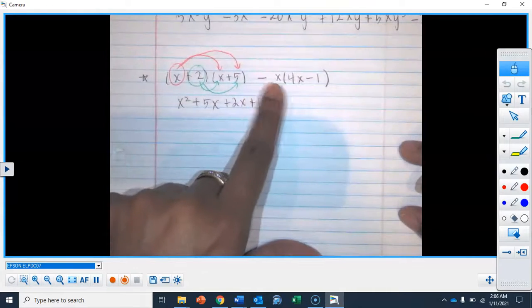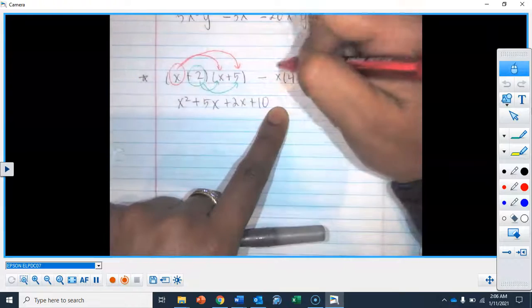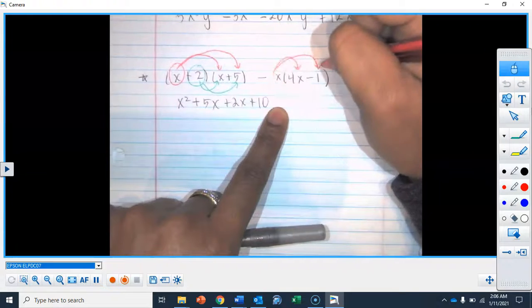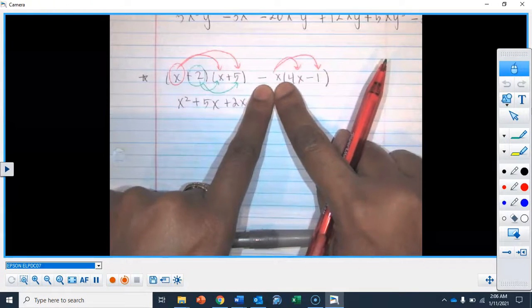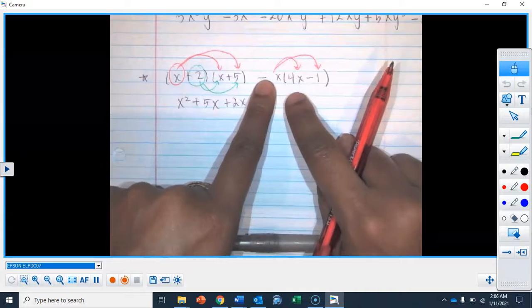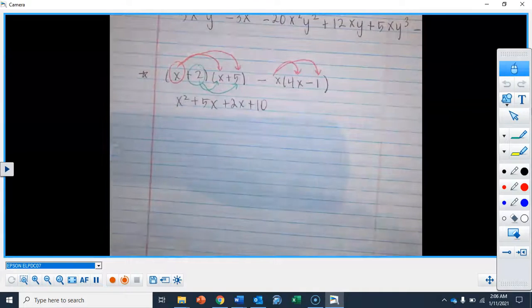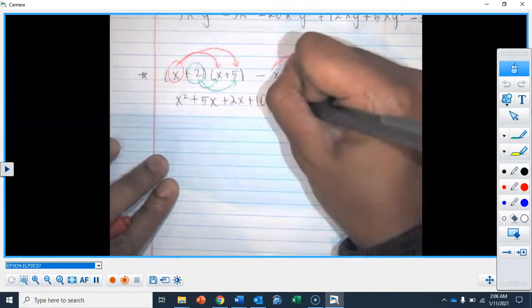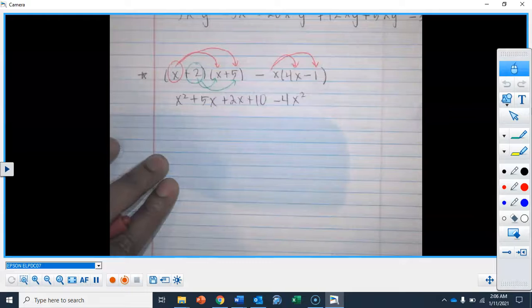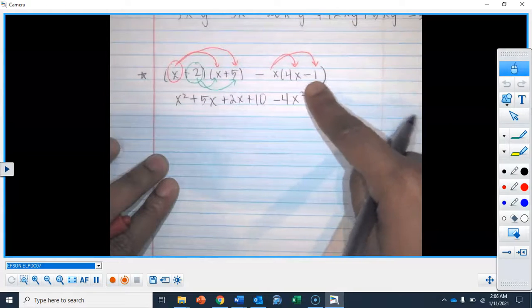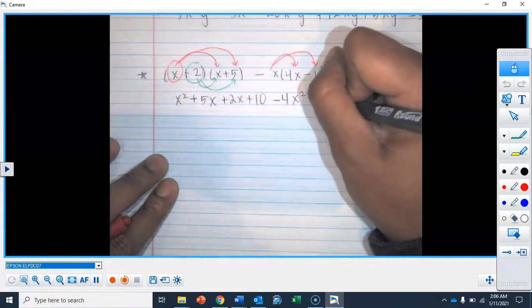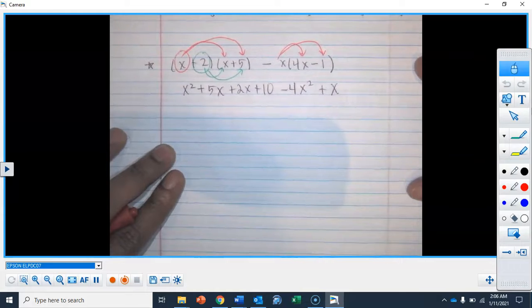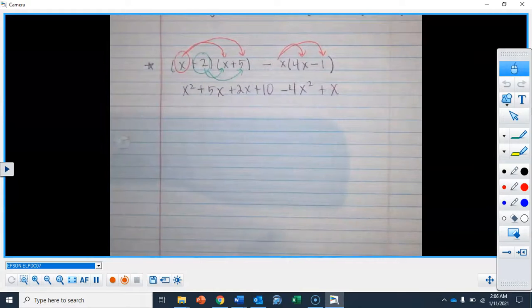Notice there is a negative x here. But again, I'm going to do the distributive property, so don't forget, this one's tricky. Include that negative on the x when you multiply. So negative 1 times 4 is negative 4, and then x times x is x squared. And then negative x times negative 1 is a plus x. Watch that carefully.